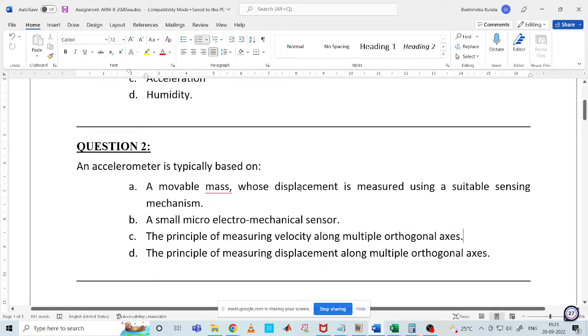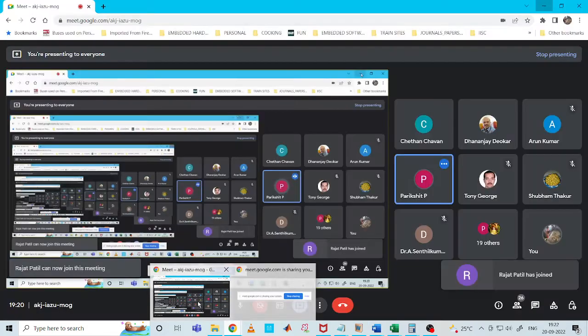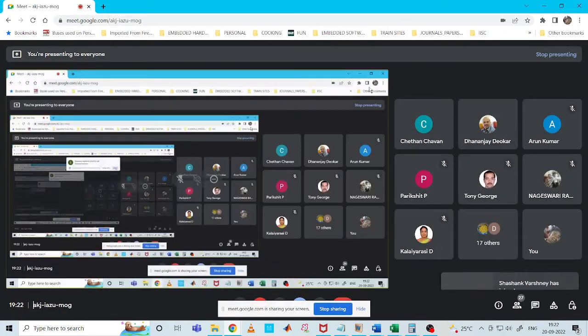See, how do they actually measure? An accelerometer is typically a movable mass whose displacement is measured. This is okay, right? The first one is okay. I would say the principle of measuring acceleration in multiple orthogonal axes, not along multiple orthogonal axes. In this case, it is showing that there is a plane, XY plane, YZ plane, like that. Yes, yes. Okay, okay.